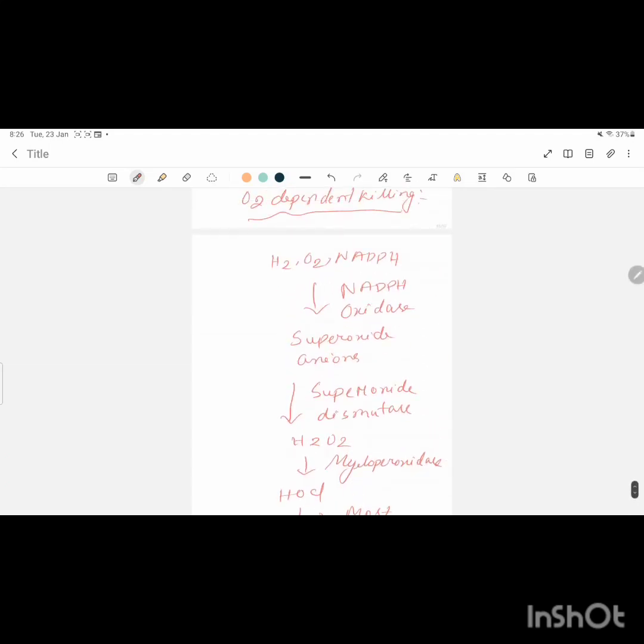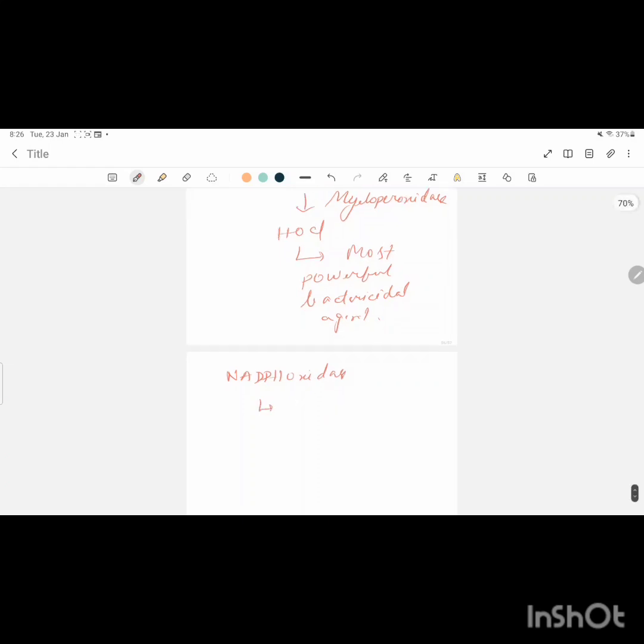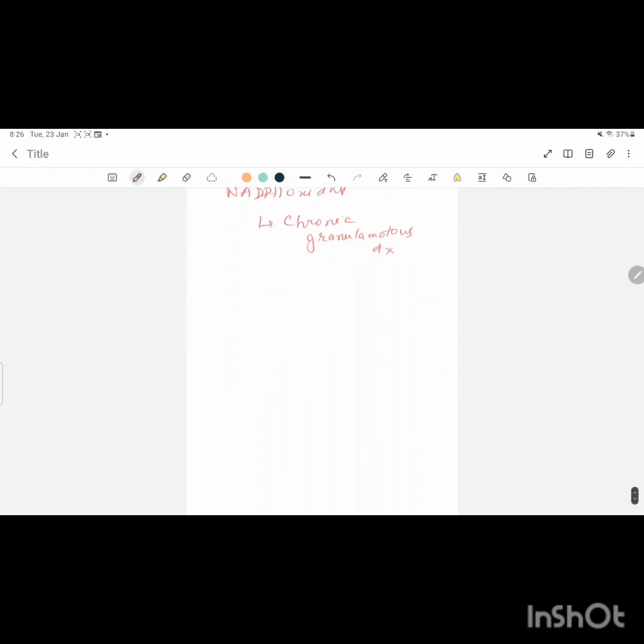If NADPH oxidase is absent, we call the disease chronic granulomatous disease. Now, in chronic granulomatous disease, as there is absence of NADPH oxidase, infection by catalase positive organisms, like staphylococci, is the major concern.